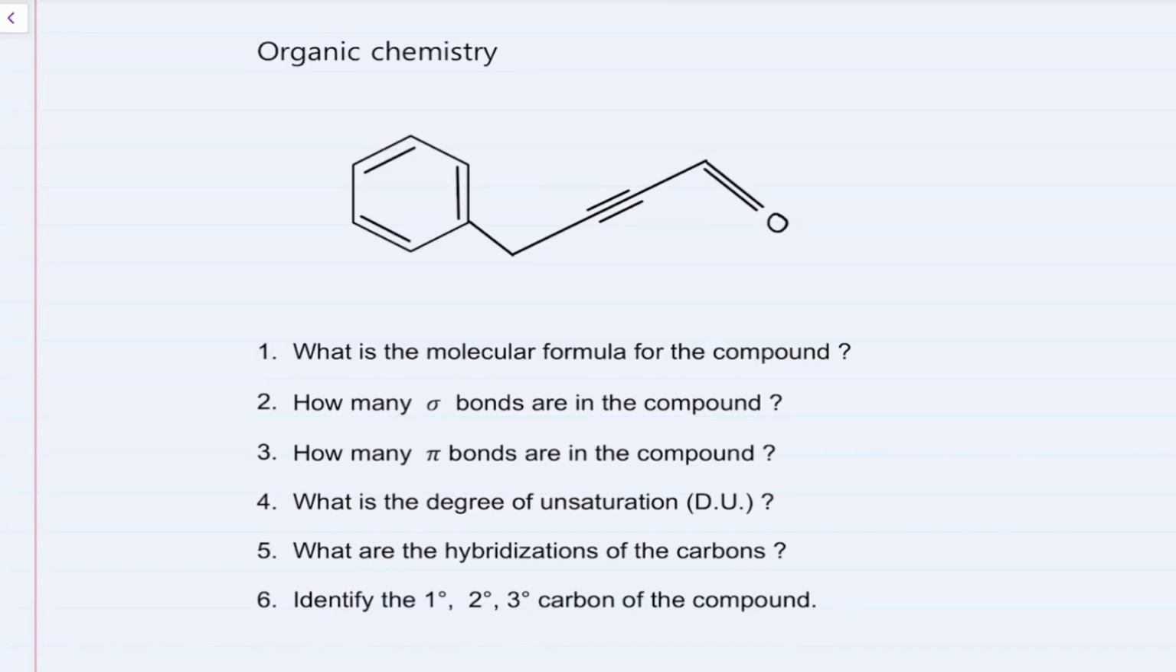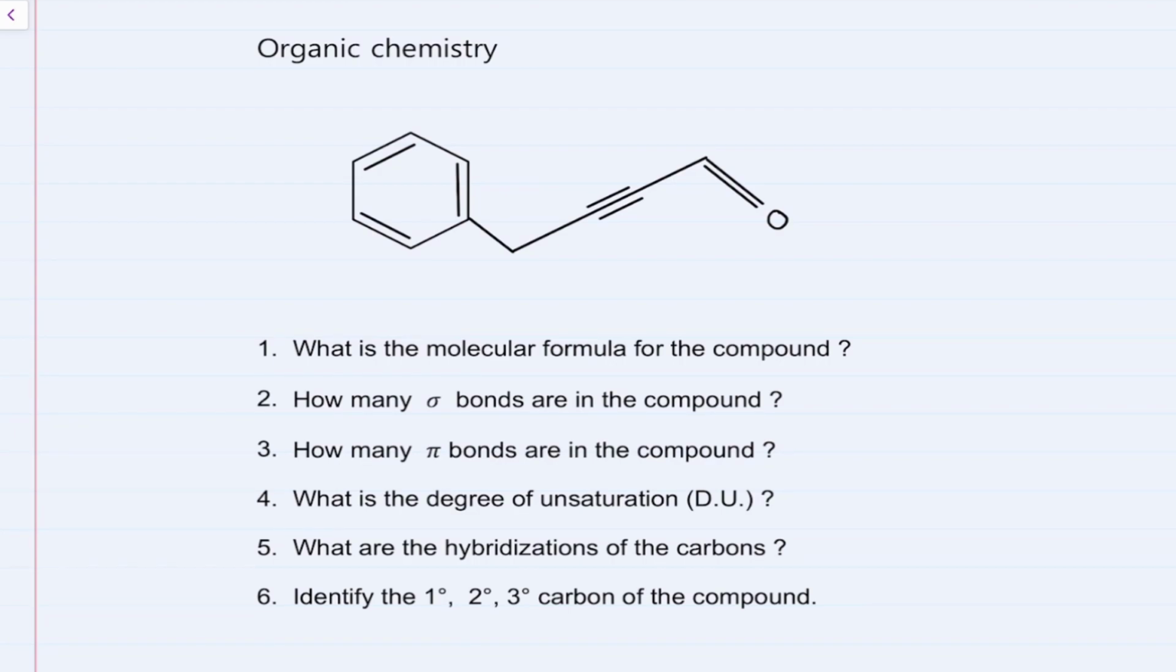First question asks you to find the molecular formula of the compound, and there are carbon, hydrogen, and oxygen. Let's count the carbon first, and there are 1, 2, 3, 4, 5, 6, 7, 8, 9, 10 carbons in total. Next, we can count the hydrogen, but we don't see them in bond line or skeletal structure.